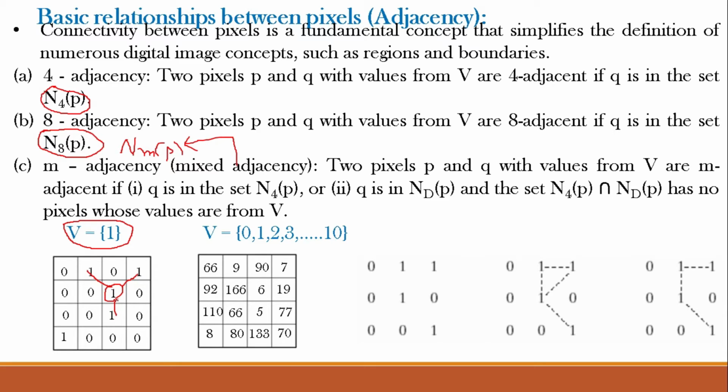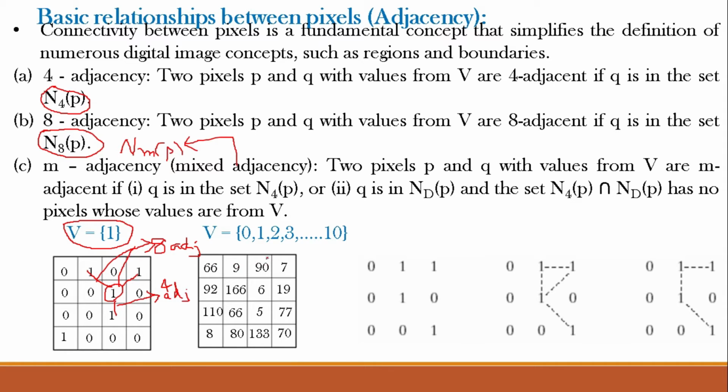So this particular straight line path connection in between this pixel and this pixel is known as 4 adjacency, and connectivity between this pixel and this pixel in the diagonal manner is known as 8 adjacency or 8-way connection.